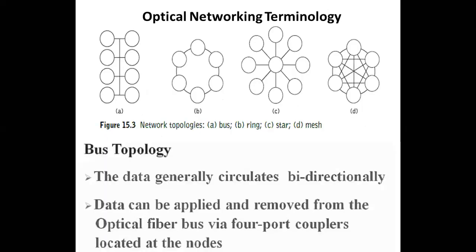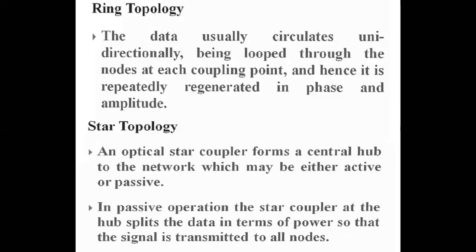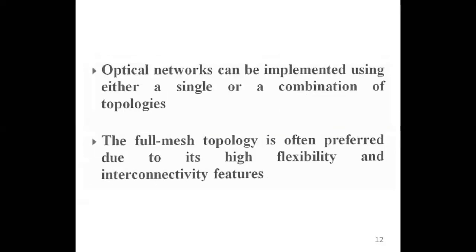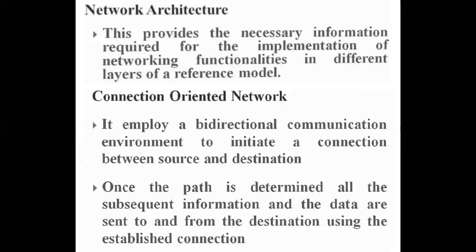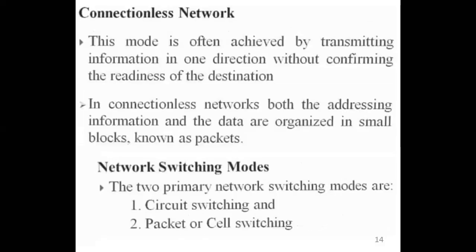And then we looked at the terminology, the different kinds of topologies, the bus, ring, mesh, and the star. And we came to a conclusion that mesh is the best, however, it is the most complex. So I'll just skim through this. This was already covered. And then we looked at architecture, connection oriented, in which a path between source and destination is predetermined. Connectionless, in which the path between source and destination is defined as per the requirement. And then circuit switching and packet switching.